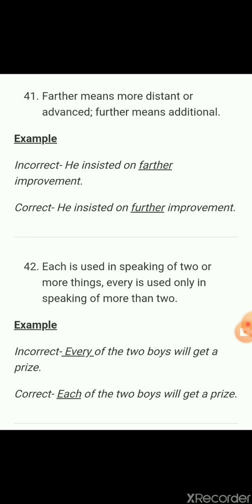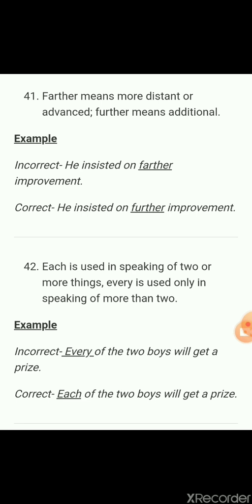Now look at the example. He insisted on further improvement. So simple to understand. While reading only we are catching the error, but there is a rule as well. Further means additional, we want to add on. He insisted on further improvement.